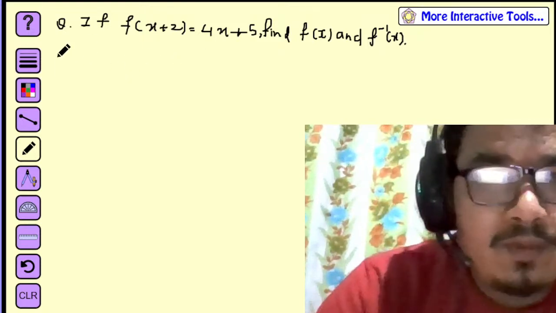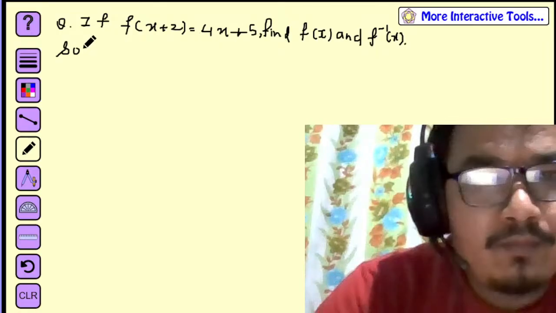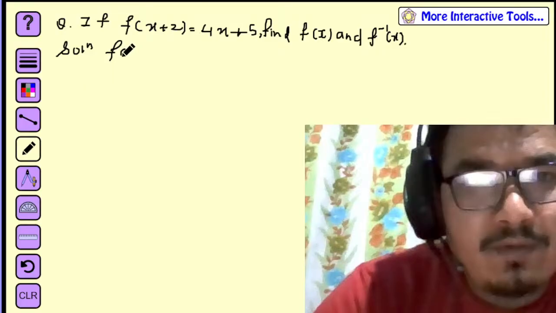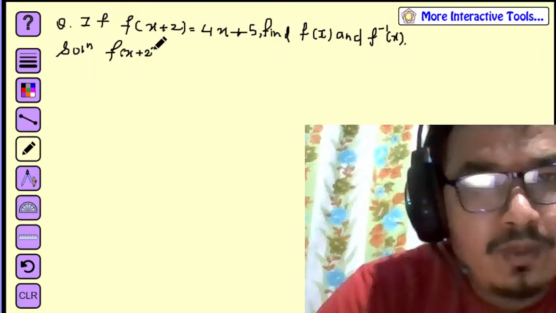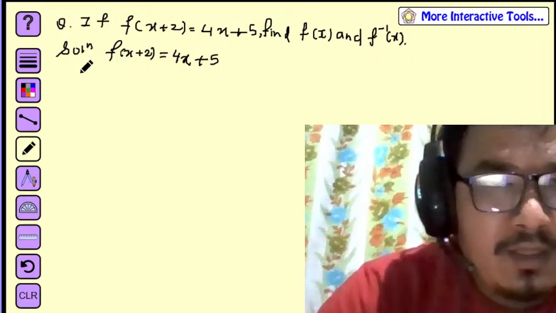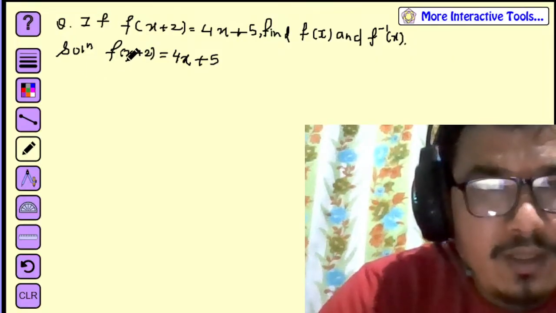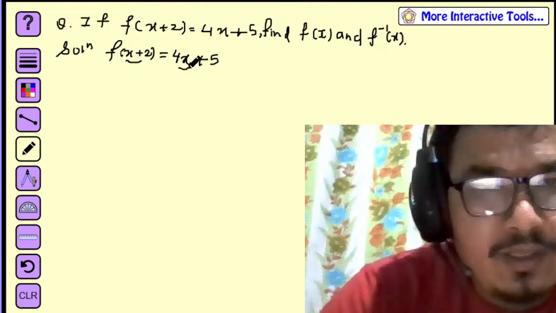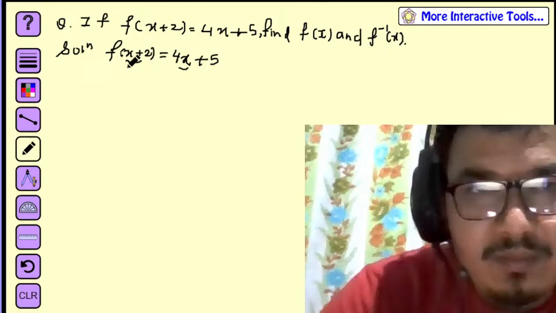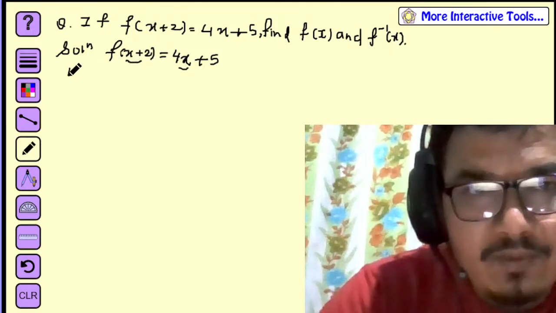First of all, we have to write like this. Look here, children. Write this given function: f(x plus 2) equals 4x plus 5. In such a case, look here: here is x plus 2, but here is x only, and here is 4x. That's why they must be the same.